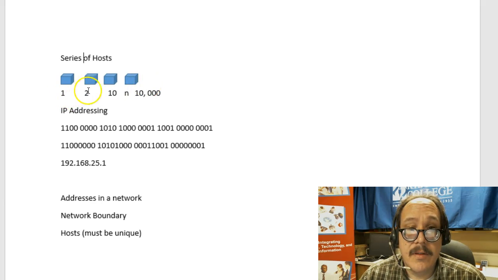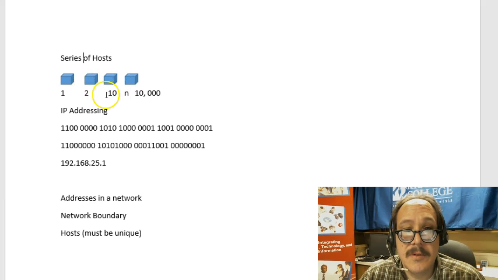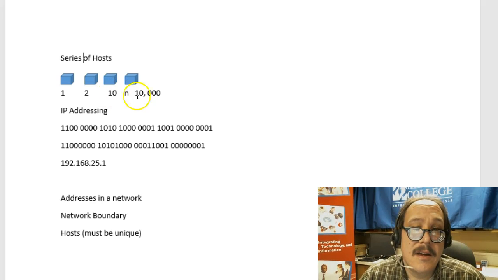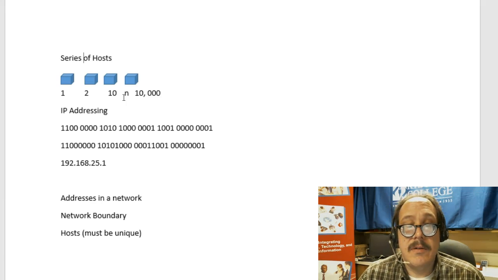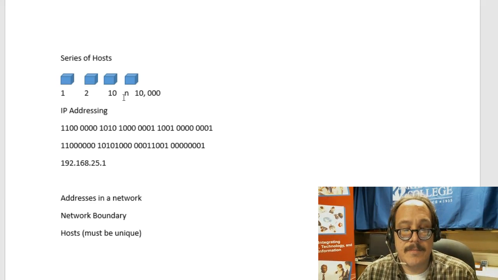I have a little diagram here. It shows the little cubes standing in for the computers. It could be one, could be two, could be 10, could be 10,000. Whatever we have, it's represented by a number. We don't know how many there are. In real life, we would know because they would translate to physical things.